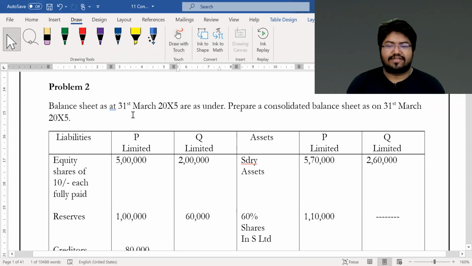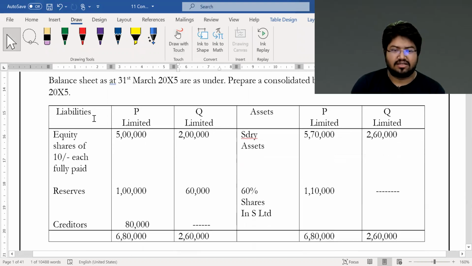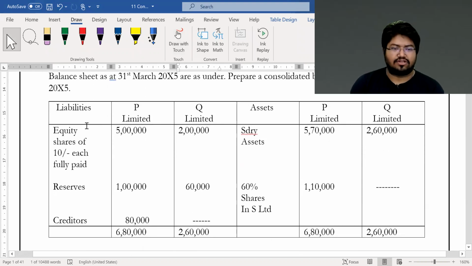So first problem, we have seen what to do if it is a 100% subsidiary. Second problem is where it is a 60% subsidiary. Balance sheet as of 31st March 25 is as under. Prepare CBS as on the same date. So date of consolidation and date of control are both the same date. Then liabilities, if you see.